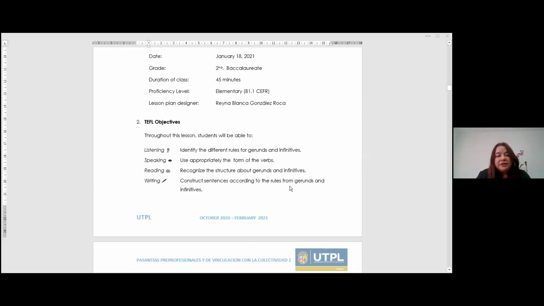Okay, TEFL objectives. Throughout this lesson, students will be able to, for listening, identify the different rules for gerunds and infinitives. In speaking, they will be able to use appropriately the form of the verbs. In reading, they will be able to recognize the structure of gerunds and infinitives. In writing, they will be able to construct sentences according to the rules for gerunds and infinitives.